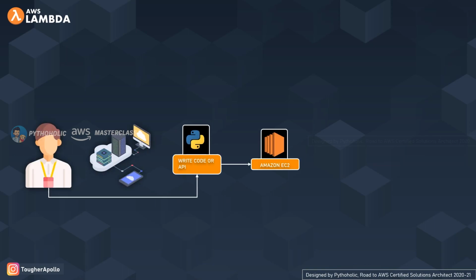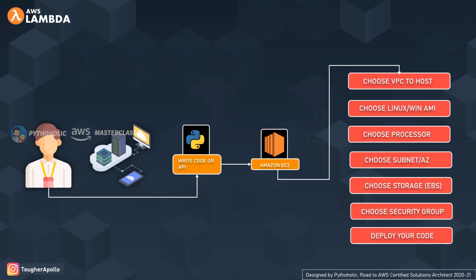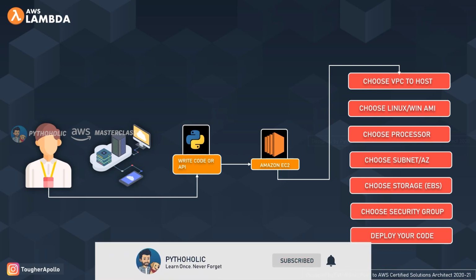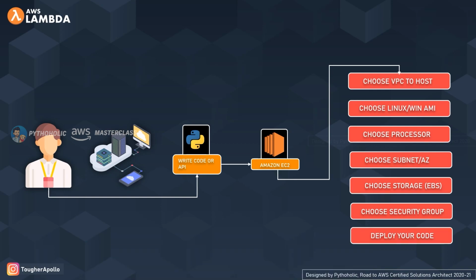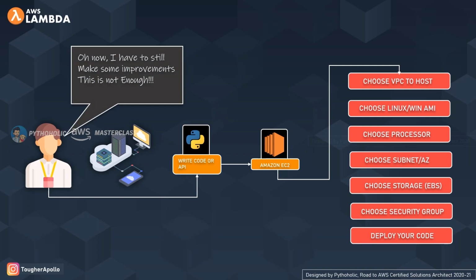So you went ahead and wrote your API code, and your first thought was to deploy it on an EC2 instance because you have been doing it for a long time while hosting applications. And to host it on EC2, you had to go through these steps. You had to choose the VPC, then choose the AMI for the purpose, choose the right processing unit, choose subnets to maintain high availability, then choose the storage, attach the security group, and ultimately deploy the code that you have.